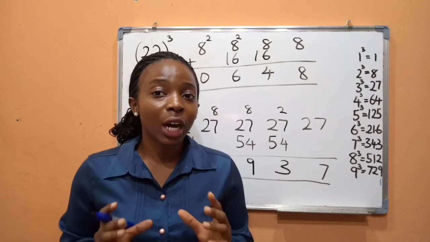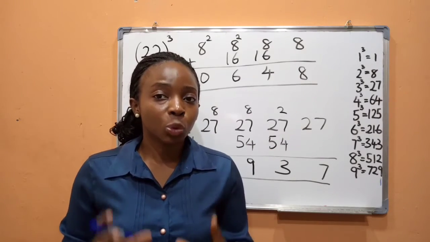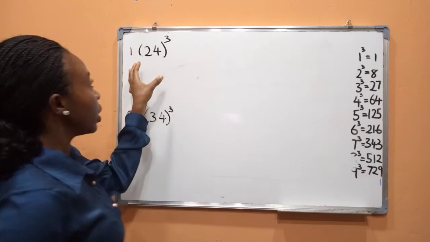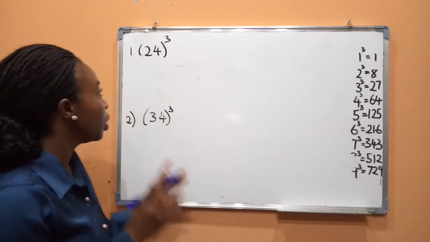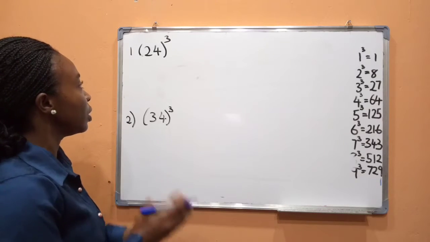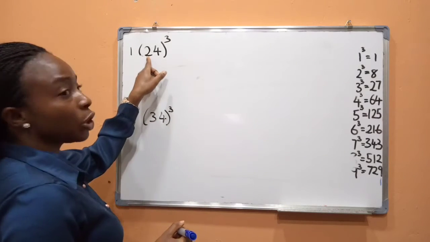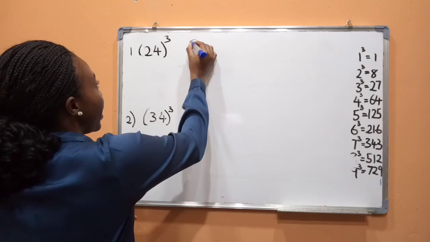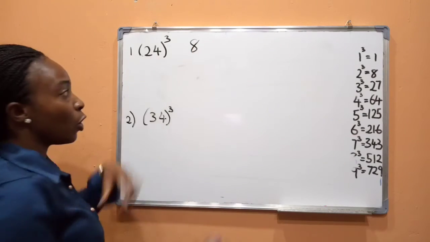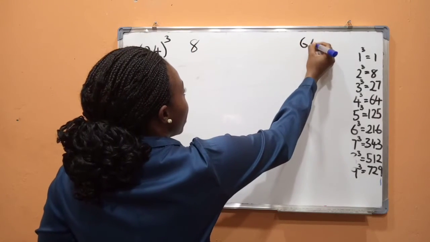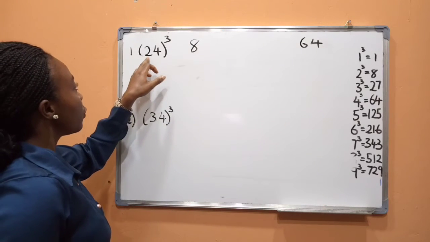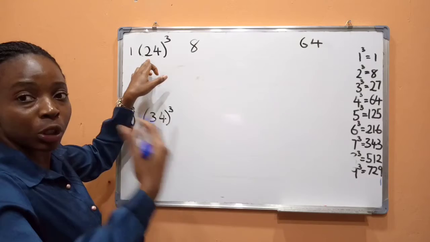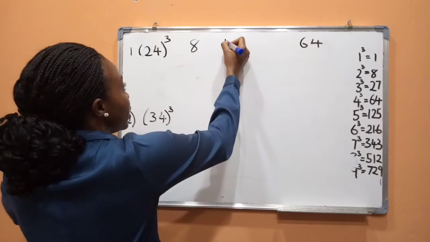So let's take a look at how to solve digits with different numbers. Now, if you take a look at this question, you're going to notice the tens and the units are absolutely different. So how do we go about solving it? Now, the first thing you do, what's the cube of 2? You write 8. What's the cube of 4? You write 64. Now, once you've done this, the next thing you're going to do, what's the square of 2 times 4? The square of 2 is 4. 4 times 4 gives us 16.